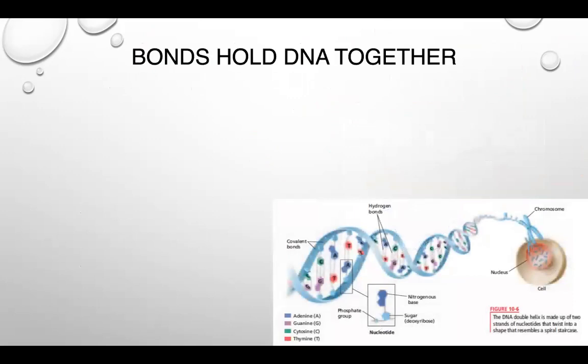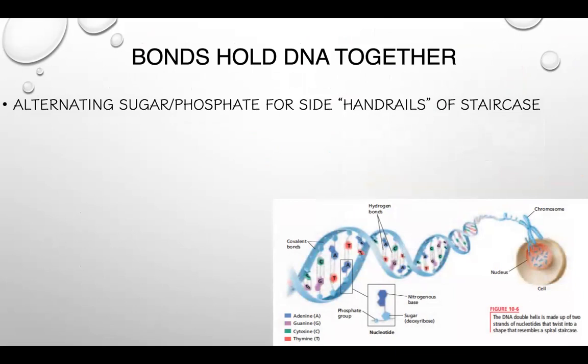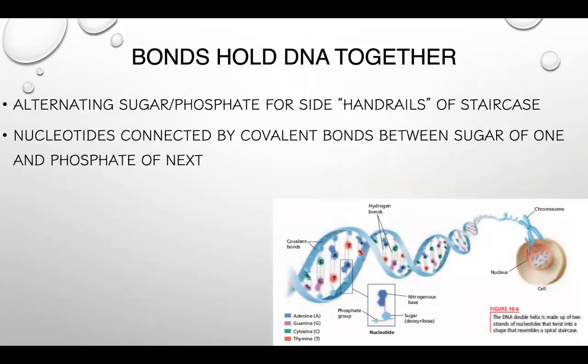Okay, so Watson and Crick were biochemists. They were able to determine the double helix shape because of their knowledge of bonding. So the alternating sugar phosphates are the sides, the handrails of the staircase. I guess they use staircase, not a ladder or whatever. The nucleotides are connected by covalent bonds between the sugar and the phosphate.